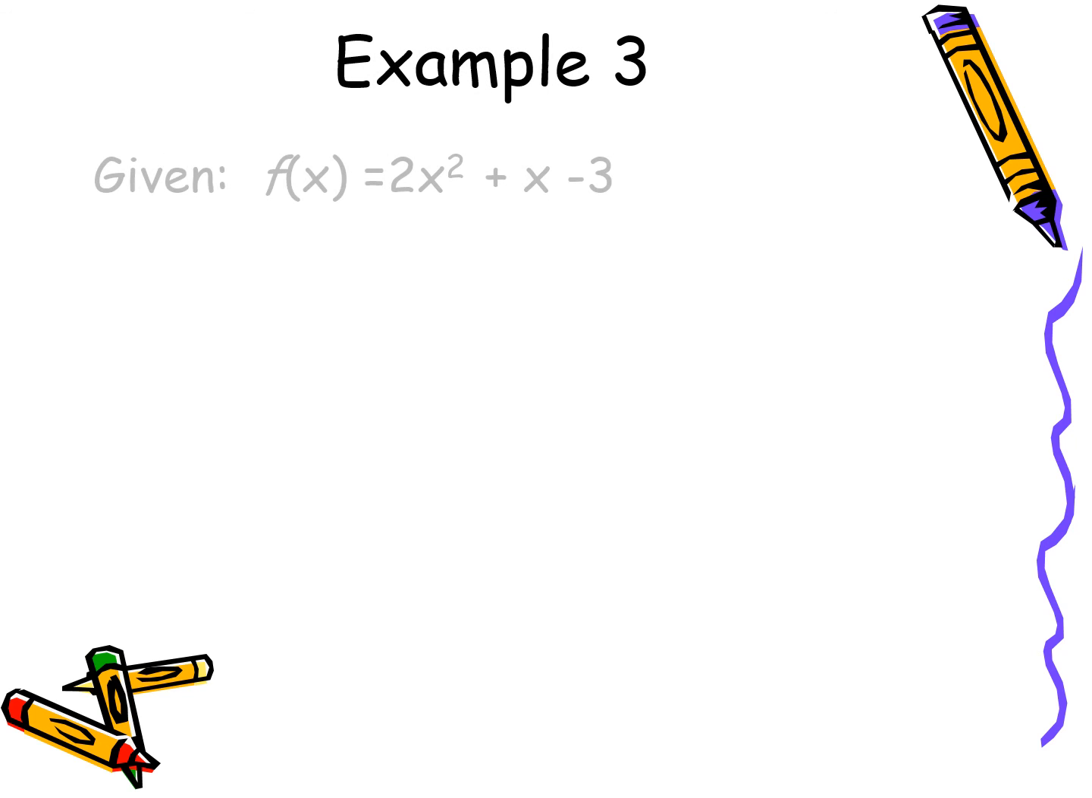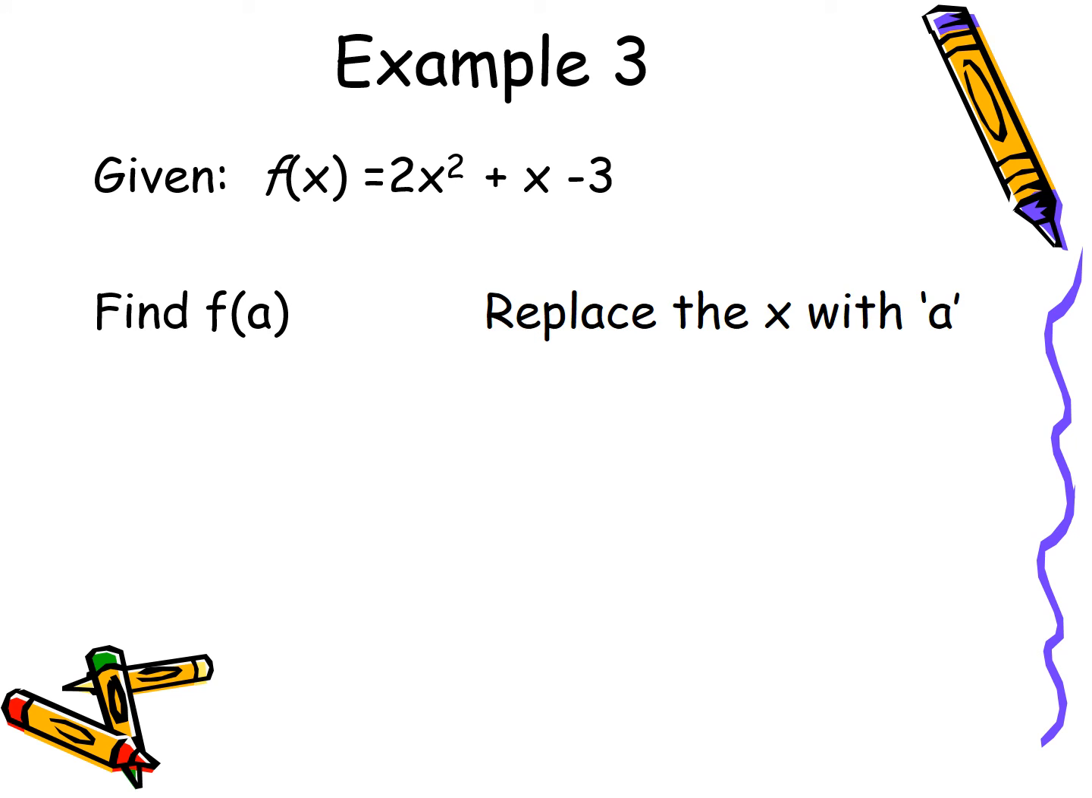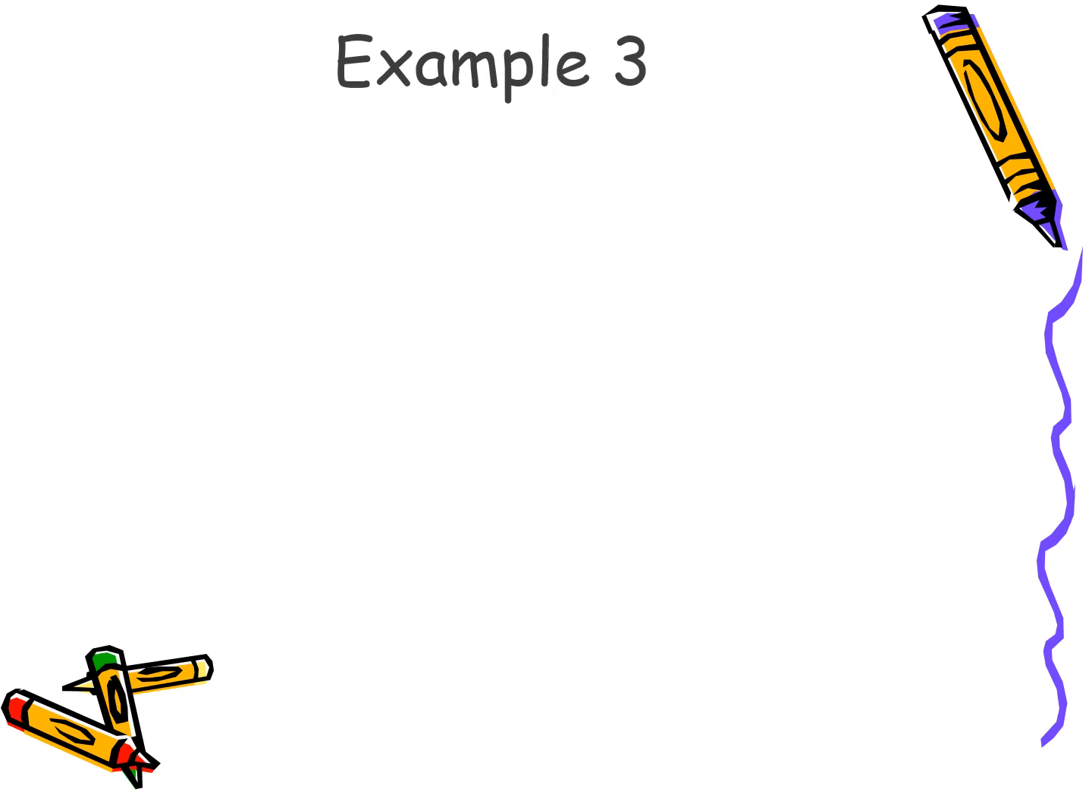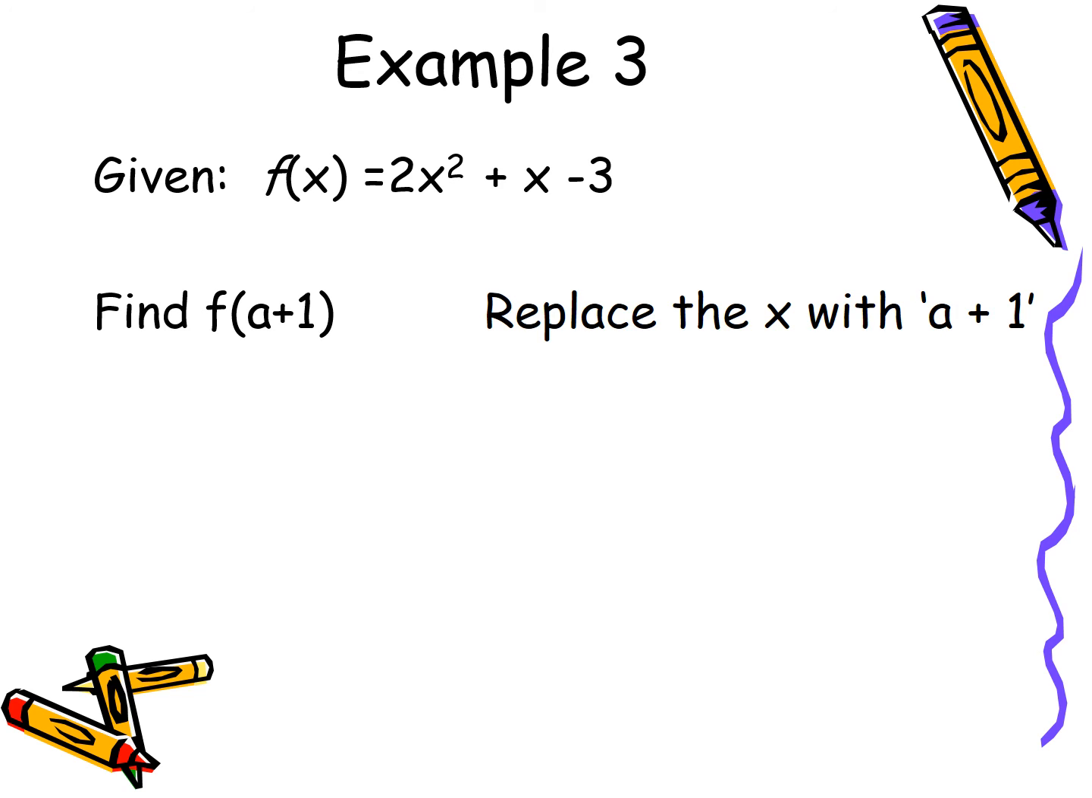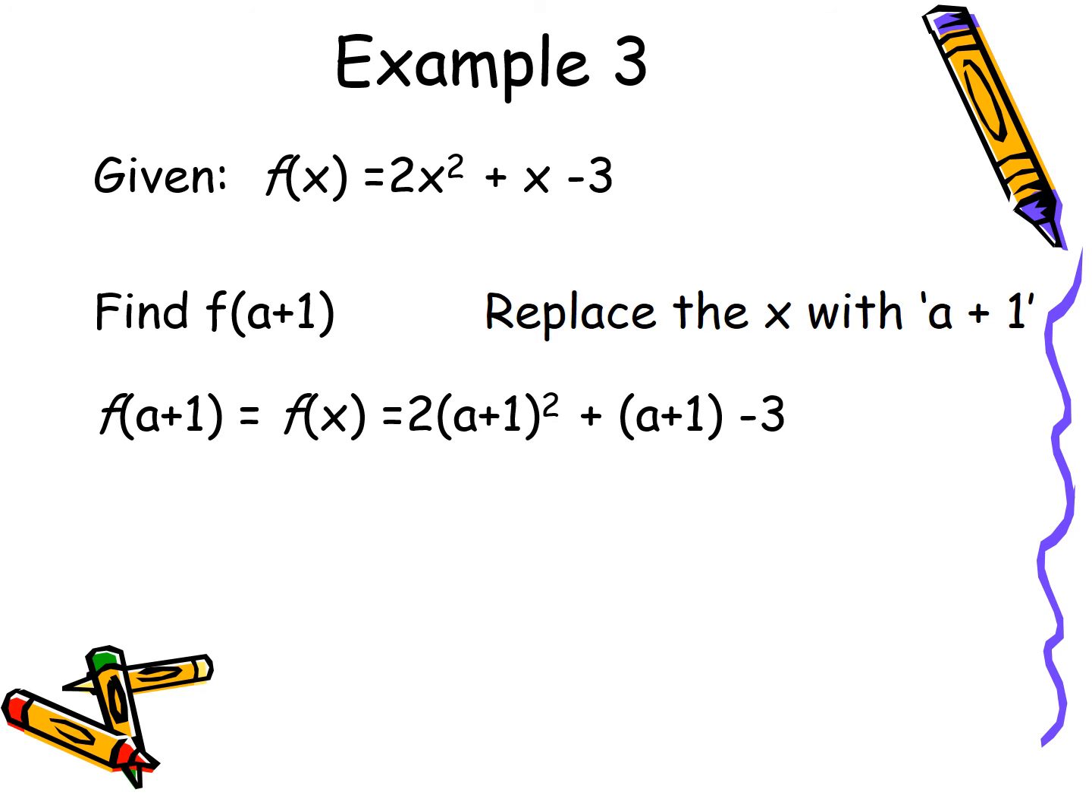Then f of a is going to be the same thing. Every place I see x, I'm going to replace it with a. There's nothing else that I could do to that because it's already simplified. The last one, we have f of a plus 1. So every place I see x, I'm going to replace it with a plus 1.